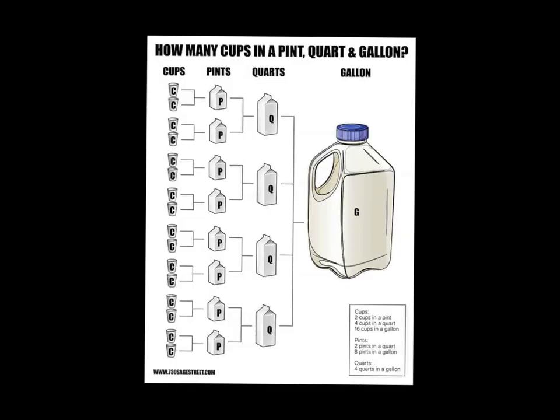And how many cups in a pint, quart, and a gallon? Well, check this out. This is what quarts look like. And over here, this is what a pint looks like, and then a cup. So there's 4 quarts in a gallon. And there's 1, 2, 3, 4, 5, 6, 7, 8 pints in a gallon. And then there's 16 cups in a gallon. So this is a nice representation to remember how many cups, pints, quarts are in a gallon.